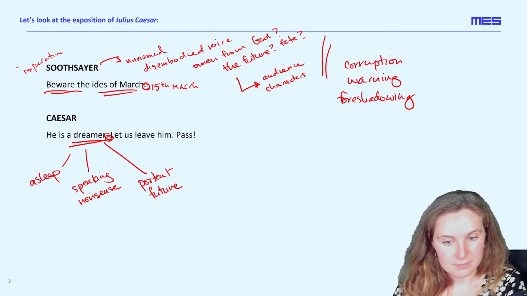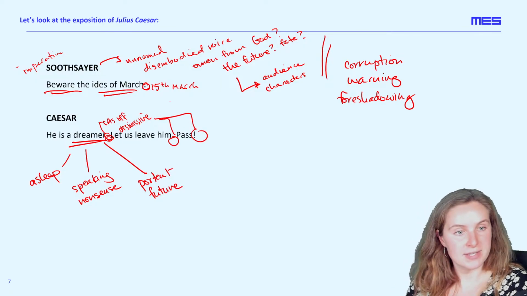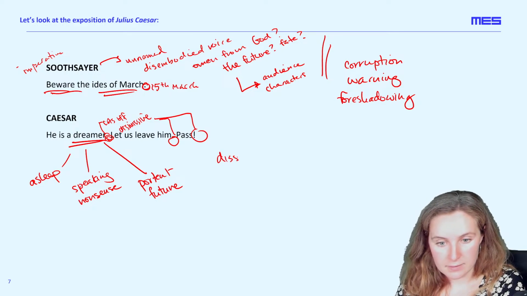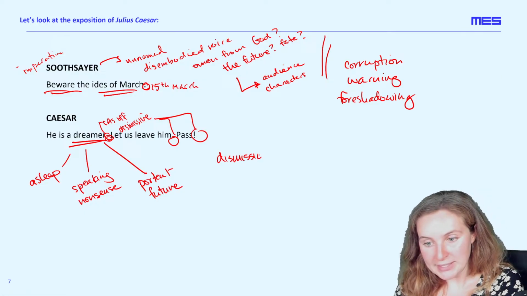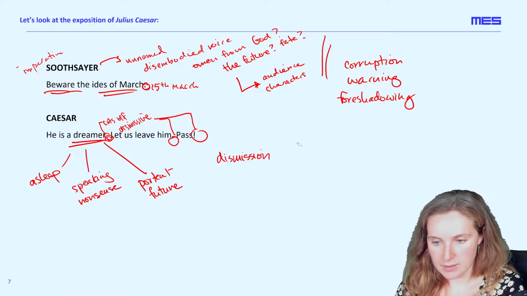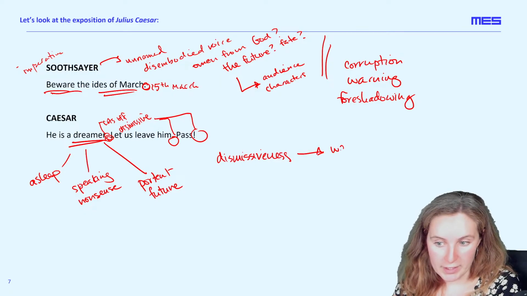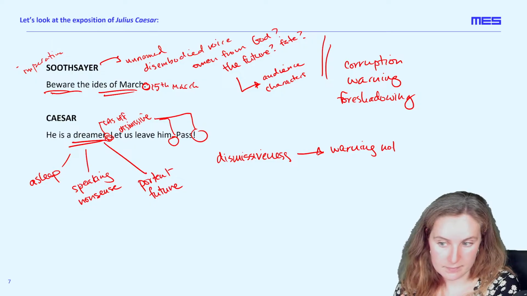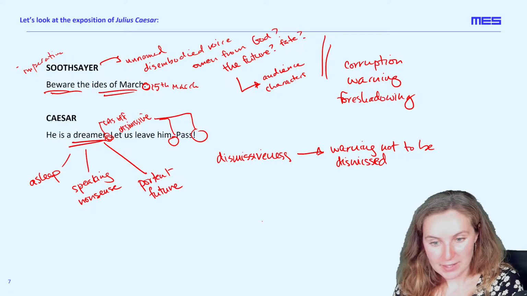However, a short sentence cuts him off. We have this dismissive tone. Let us leave him pass. So interesting here, we have this sense of dismissiveness. That immediately foreshadows for us that this is a warning not to be dismissed. Because anyone who does not take a warning seriously in Shakespeare usually regrets it and rues the day, right? Let us leave him.